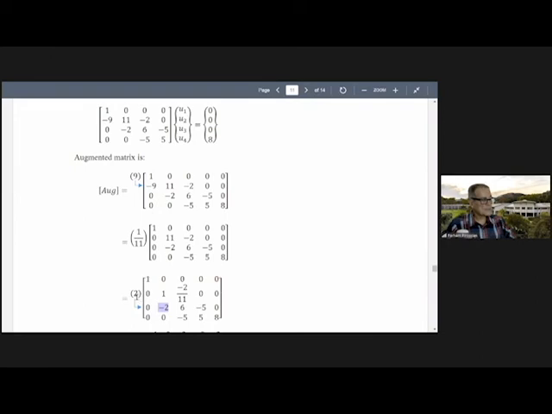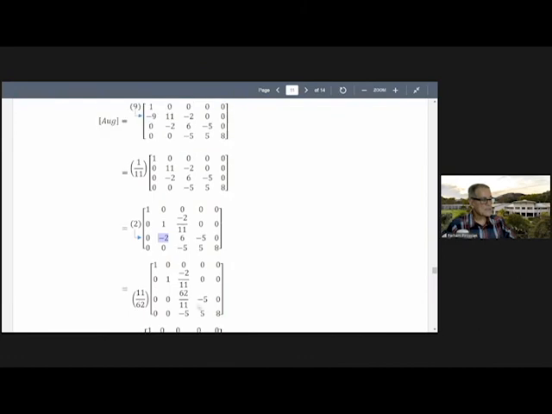To do this, simply multiply this row by 2 and add it to this one. 2 times 1 and negative 2 makes this 0. And the rest, you can multiply 2 times this one, negative 4 over 11, add it to 6. The result is this one.